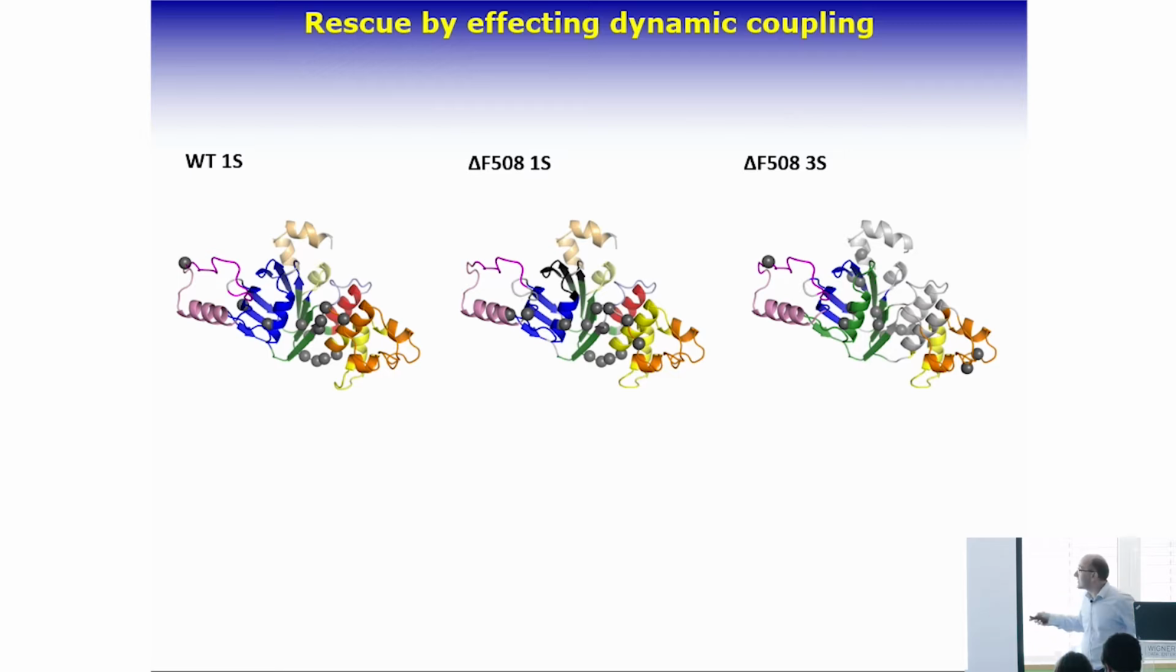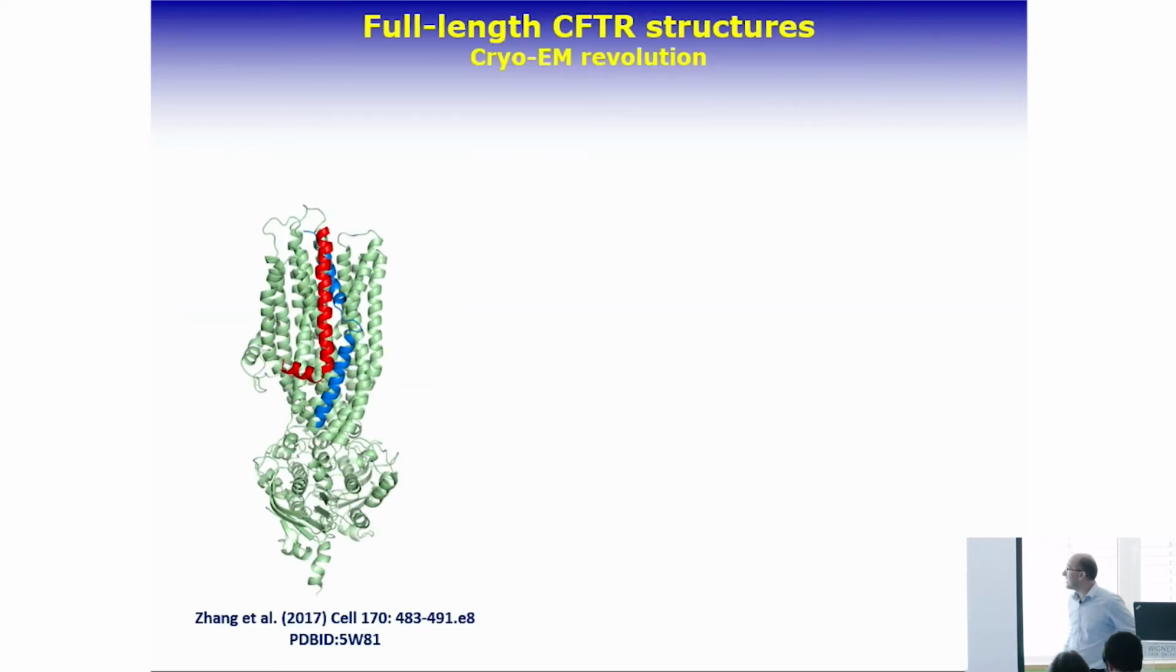So we really think that at this moment we got very close to understanding how the mutation, deletion of the phenylalanine here, is transmitted to other parts of the protein. And hopefully we can identify a better drug binding site for further drug development. However, we also aim to study this in the full-length protein. That would be very important.